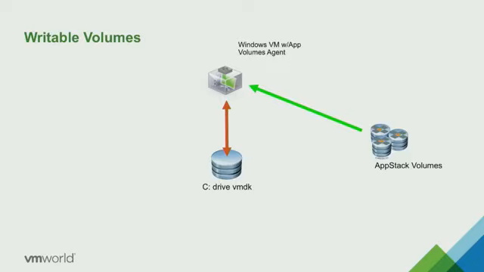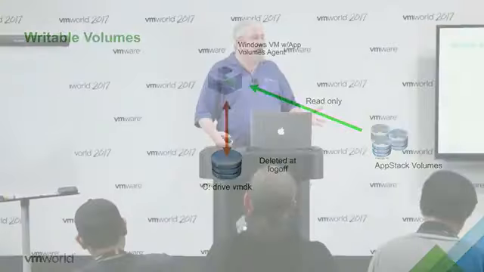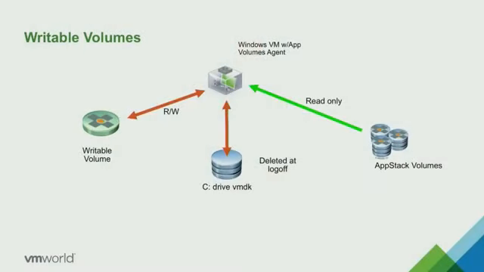Now, one of the issues with instant clones you might run into, the app stack disks are read-only, and the C drive of that instant clone VM might be deleted at logoff, or if it's an RDSH session, they're not necessarily going to get the same session or even be on the same host. So App Volumes gives you a mechanism so that you can give a writable disk to your end users. It's called Writable Volume, and it's a read-write disk. And if you're familiar with the concept from Composer and linked clones of persistent disks, this is very similar.